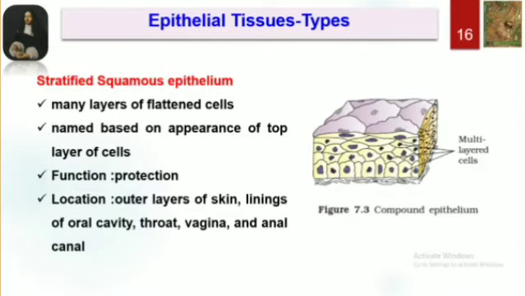Now we come to the compound epithelium, mainly stratified squamous epithelium. They are multi-layered flattened cells. The name is based on the appearance of the top layer of cells. The function is protection. Outer layers of skin, and lining of oral cavity, throat, vagina, and anal canal are sites of stratified squamous epithelium. You might see that during summer, the skin wears and sheds off. Again, a new layer of skin comes out. It is only because it is stratified. One layer is replaced by another.